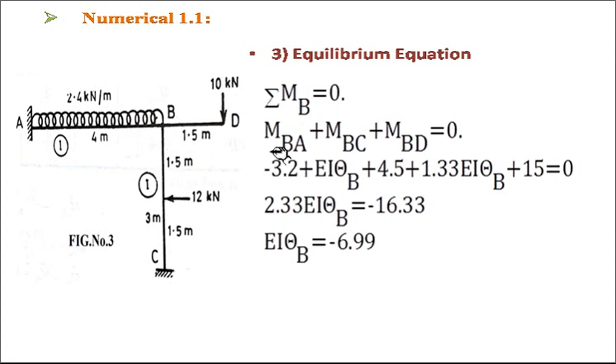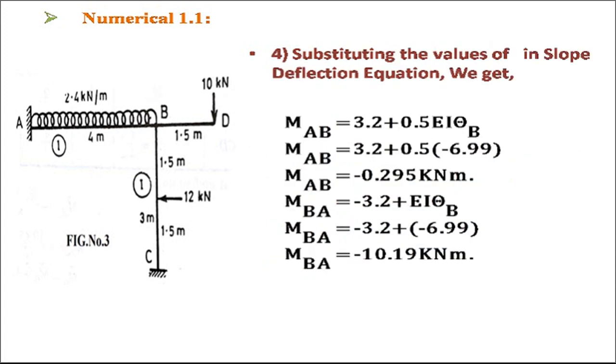We know the value for moment MBA is minus 3.2 plus EI theta B. For BC it is 4.5 plus 1.33 EI theta B, and the moment in member BD is 50. If you solve this, we'll get the value of EI theta B as minus 6.99. Now put the value of EI theta B, minus 6.99, in the slope and deflection equation.